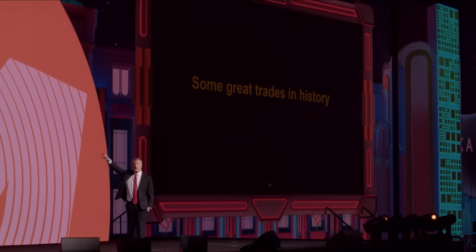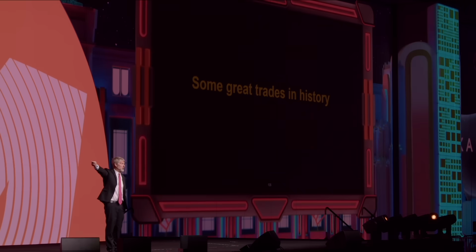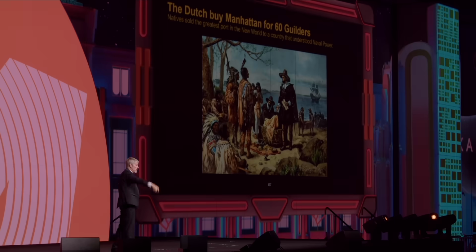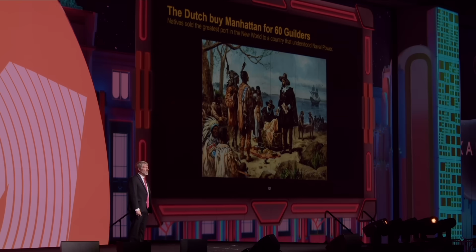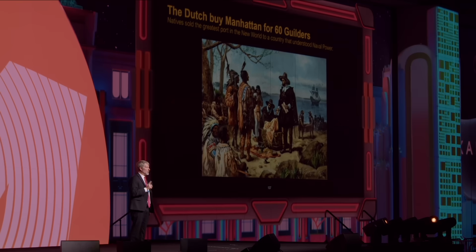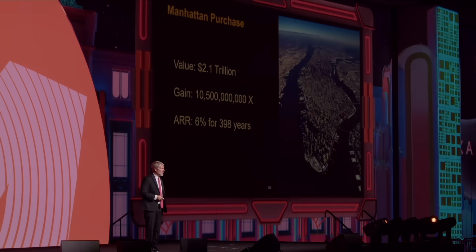So let's talk about some great trades in history, some trillion-dollar trades. The Dutch understood naval power. They understood ships. They had thousands of them. They bought the best port in the New World for a couple of $100 in plastic and textile trinkets. And that's worth $2.5 trillion today. Okay? It was an investment that's returned 6% for 398 years straight.